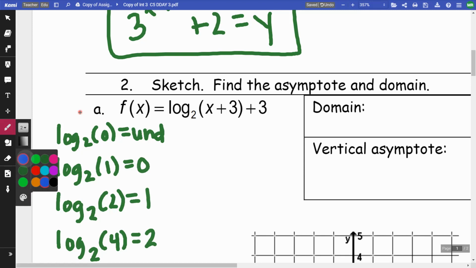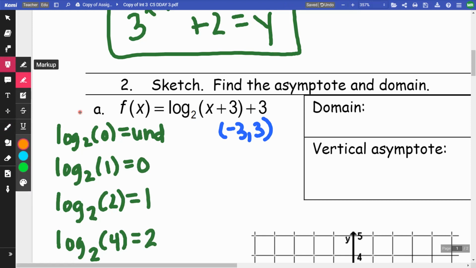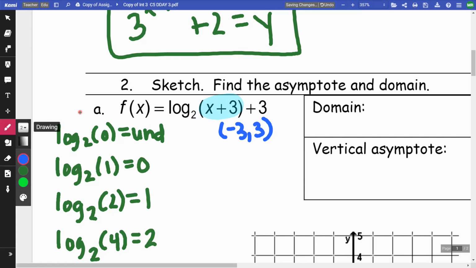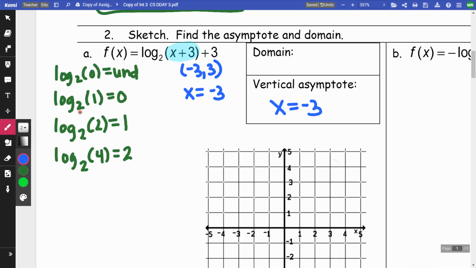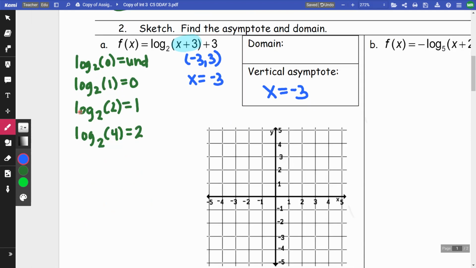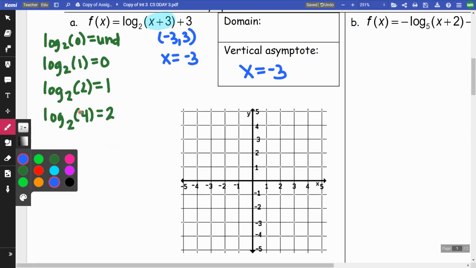So looking at this, I have a critical point at -3, 3, or a locator point. And then when I'm looking at this to see, hey, what makes this 0? The thing that makes it 0 is x equal -3. So that's where my undefined is going to be. That's where my asymptote is going to be at x equal -3. So I'm going to be putting an asymptote at x equal -3. Okay. And then I'm going to be graphing my graph.